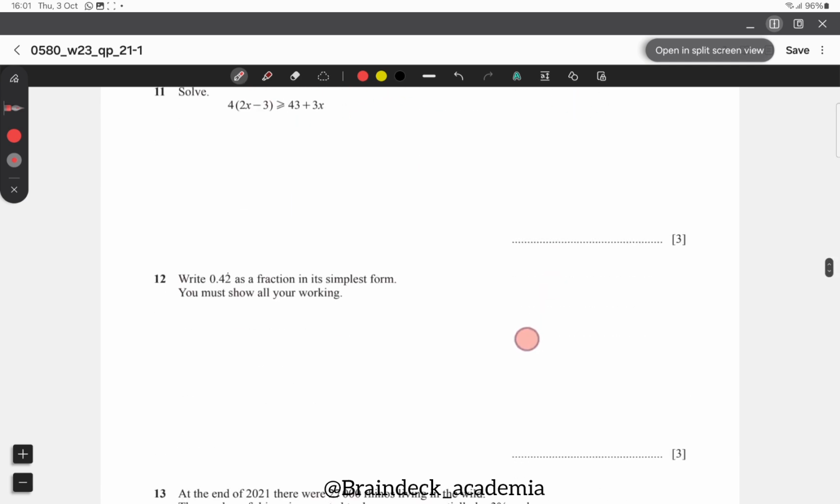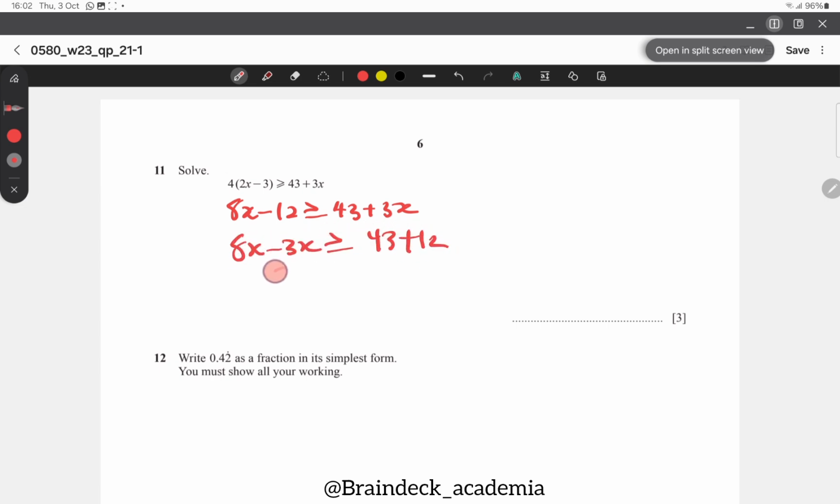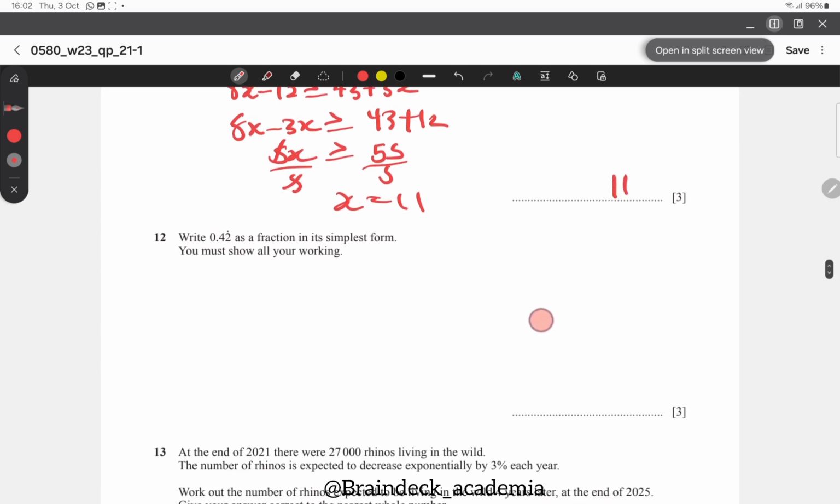All right. For this one, what we simply do is distribute, open the bracket. We have 8x minus 12 greater than or equal to 43 plus 3x. We have 8x minus 3x greater than or equal to 43 plus 12. We have 5x greater than or equal to 55, divided by 5. And our x is what? 11. That's that.